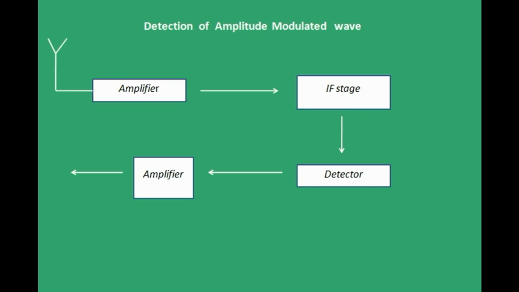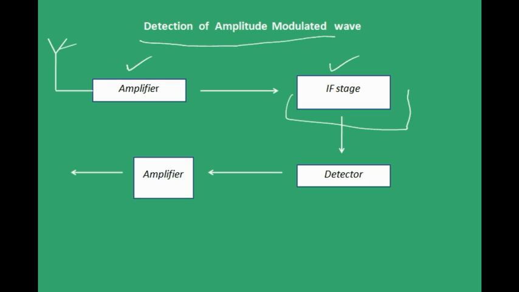Now let us see how amplitude modulated waves are detected. First of all, this is the receiving antenna. So you receive signals from this antenna, and they will be very weak. So you need to amplify them. That's why you have an amplifier here, so that they become strong. And next you have something called the IF stage. That is, the carrier frequency is changed to a lower frequency for further processing before detection, and this is known as the IF stage, that is the intermediate frequency stage.